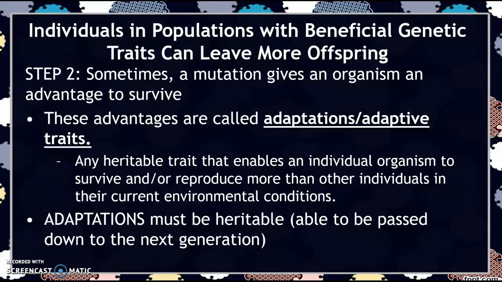For example, and this is going to be a dumb example, but if I dyed my hair red and that made me more likely to find a mate because I dyed my hair, that is not an adaptation that I can pass on to my offspring. So therefore, it would not be considered a true adaptation.